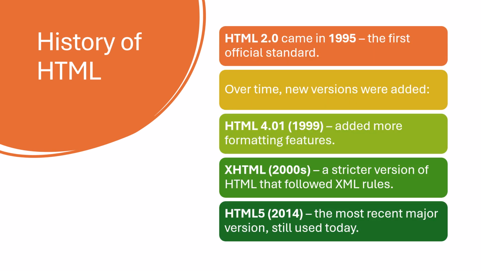So let's look at a brief history of HTML. Just some trivia here. HTML 2.0 came out in 1995. This is the first official standard. Over time, new versions were added. HTML 4.01 in 1999 added more formative features, and XHTML in the 2000s, which was a stricter version of HTML that followed XML rules.